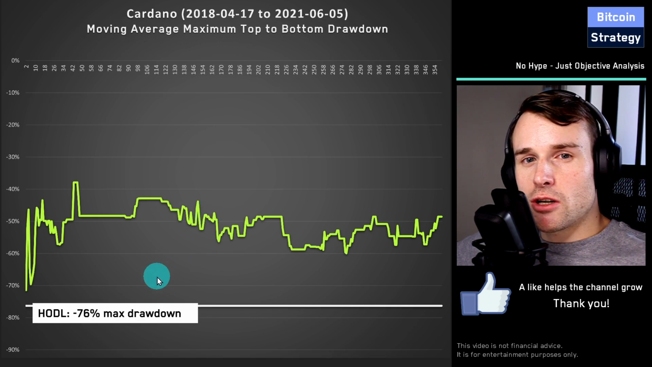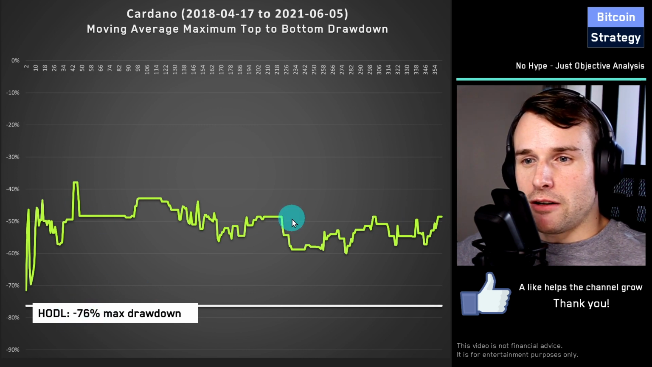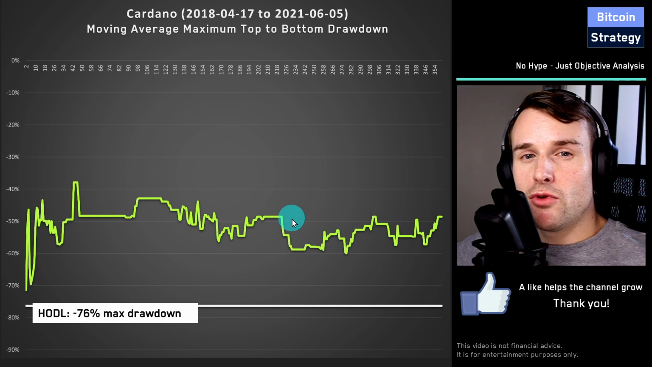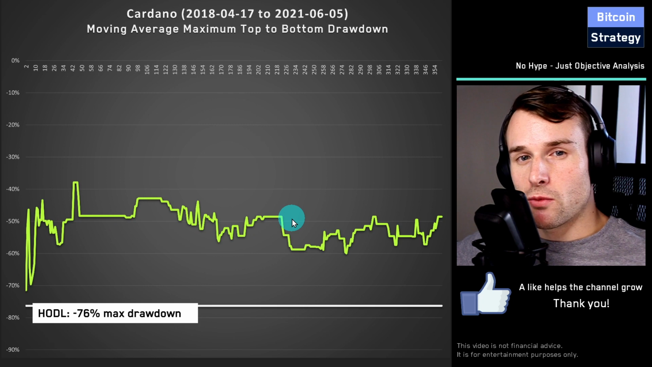When you just hodl, in this case for Cardano, you see a maximum drawdown of 76%, but when you trade, it's better than that, independent of what moving average you take. Any moving average from the 2-day to the 360-day would have protected you somewhat from the downside.